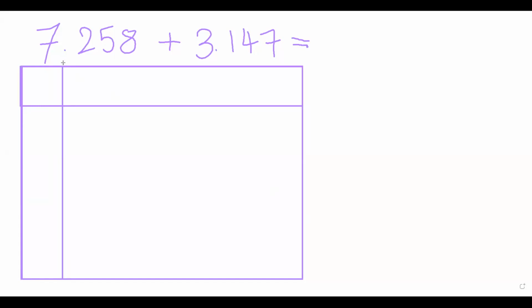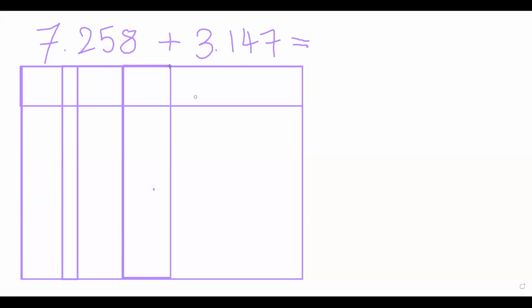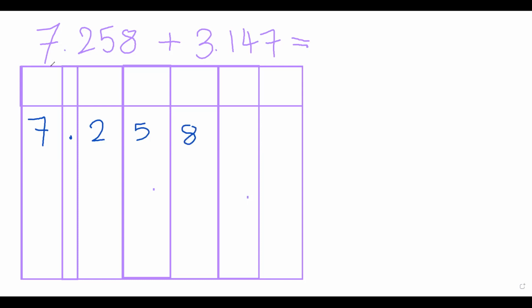No, please, I want to explain first, then I will ask you to solve. Now, here what do we have? We have 7 and 258. So, first of all, don't forget, write the whole, dot, and the decimal numbers. Then 3 and 147. Write them under each other. This is the most important thing, that you must arrange the numbers under each other, the whole and the decimal numbers under each other.